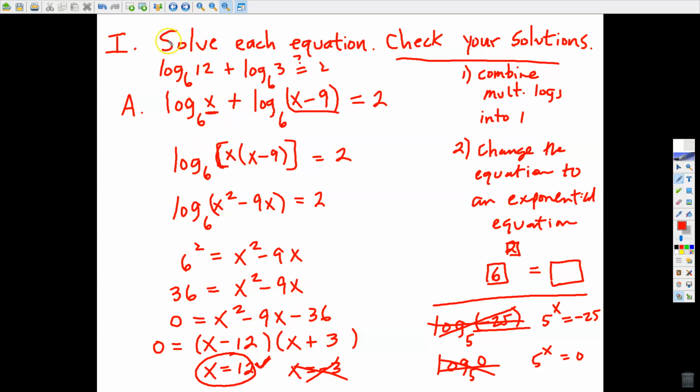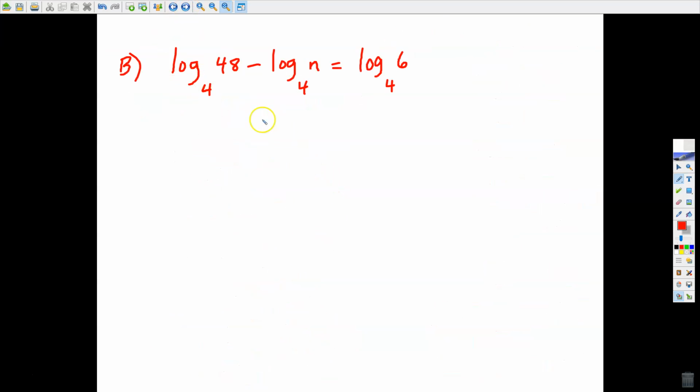All right, so we're done with letter A, so let's try another one. This is letter B. Once again, look at a side of an equation, and if you have more than one log on a side, combine them into a single log. This is going to be an application of the quotient property. Two logs of the same base that are being subtracted can be put together as a single log using division.